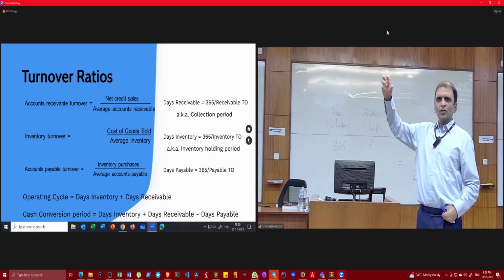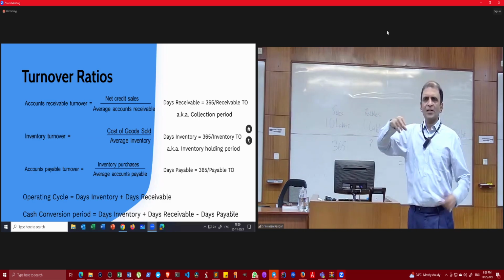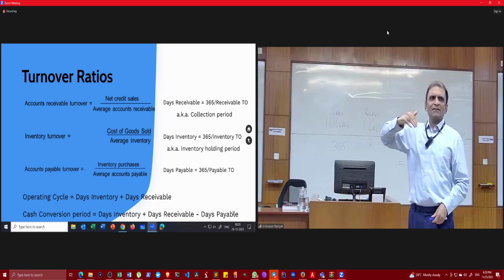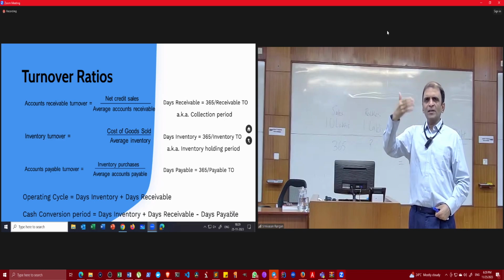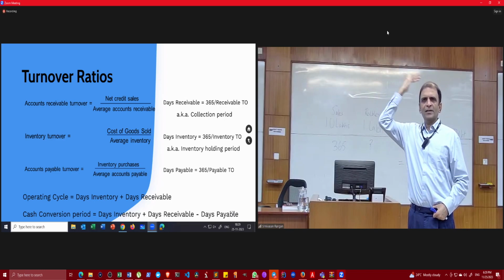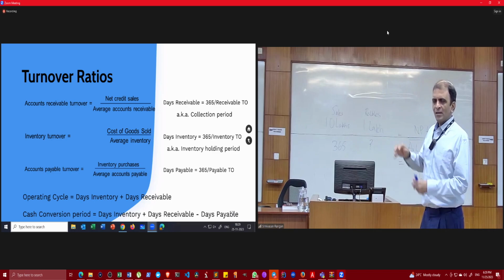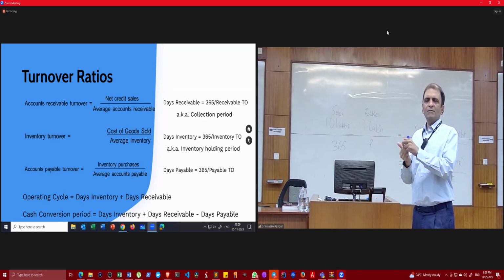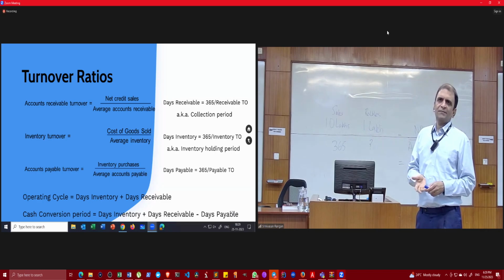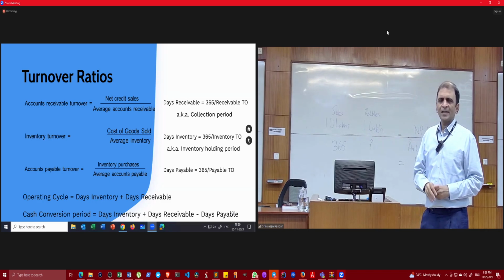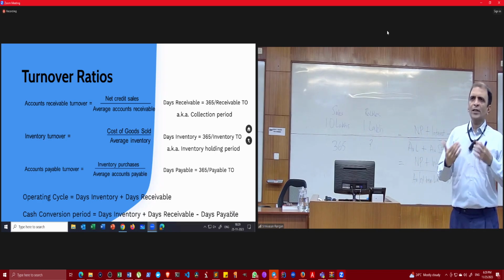Right? So you find your cost of goods sold, find your inventory from the balance sheet, take its average. COGS by average inventory will give you a number, and that number will be 3, 4, 5, 6, 12, 20, etc. Then you take 365 and divide that by inventory turnover, you get your days inventory. Make sense? Okay, so in general, days inventory going up is not a good thing.